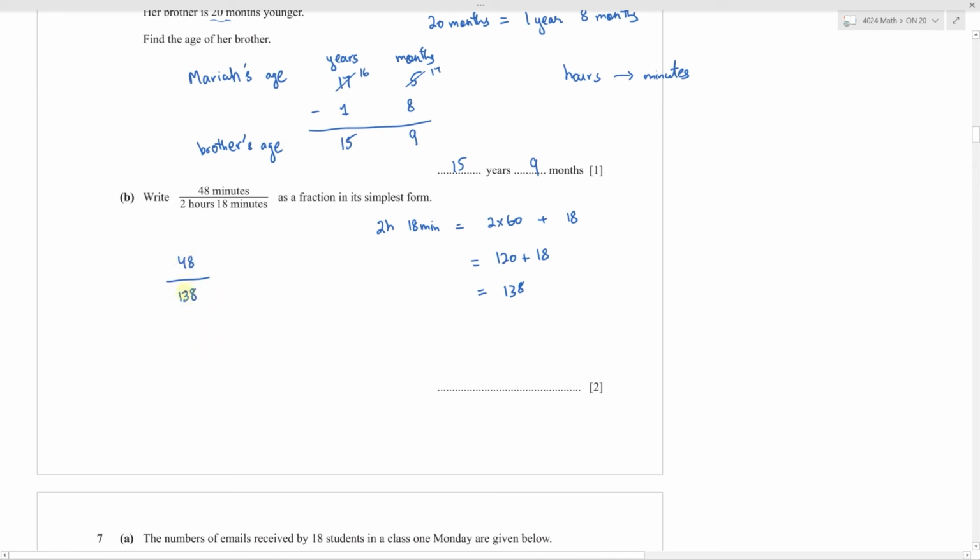Straight away I can see these are both divisible by 2. So to convert it into simplest form, I will divide by 2. So 2 2s are 4, 2 4s are 8, 2 6s are 12, 2 9s are 18. 4 plus 2 is 6, so this is divisible by 3. 9 plus 6 is 15, this is also divisible by 3. So 3 8s are 24, 3 2s are 6, and 3 3s are 9. So now you have 8 over 23, which is the simplest form. So your answer will be 8 over 23.